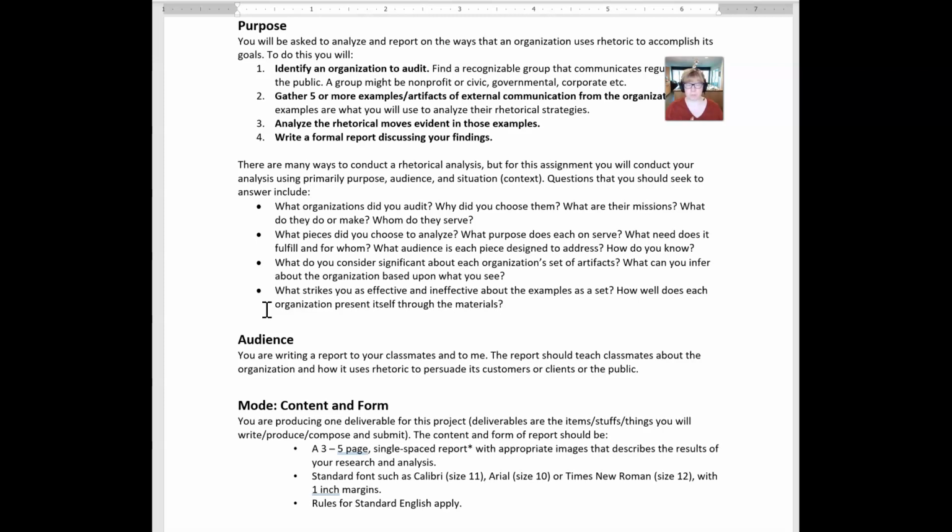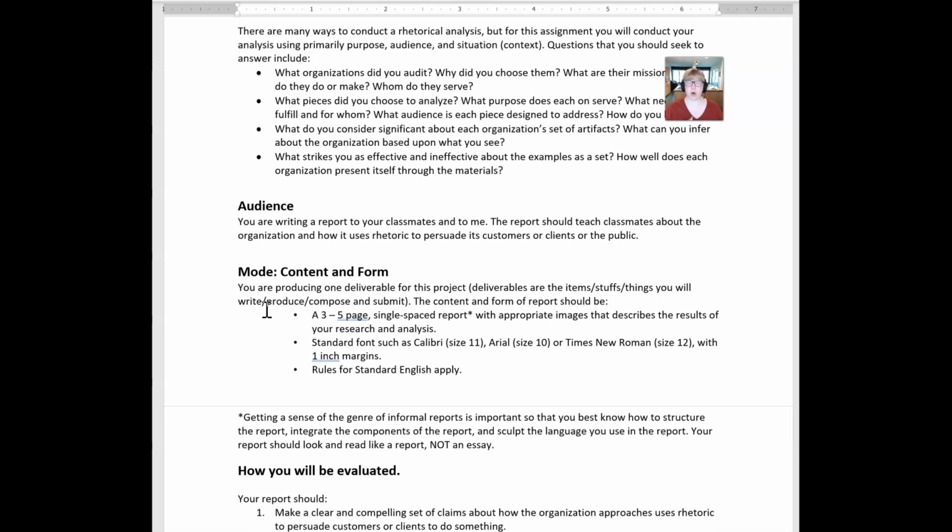Okay? So the next thing that you're going to see here is the audience. So obviously I'm one of your audiences. You're writing to me because I'm going to be evaluating how well you do at this task. The other thing is that you're going to be writing to your classmates, and I think one thing that could help you is if you were writing to your classmates you're envisioning educating them about the organization and the rhetorical strategies they use in order to persuade customers or clients or the public.